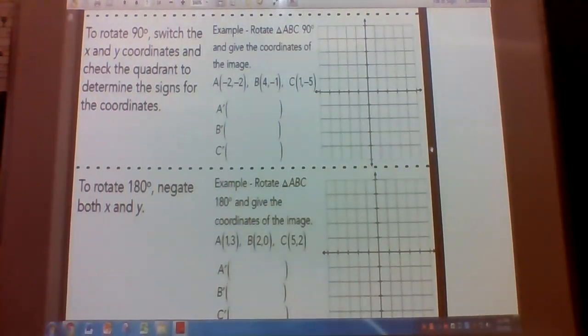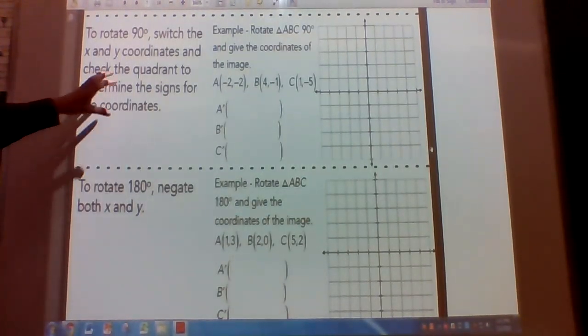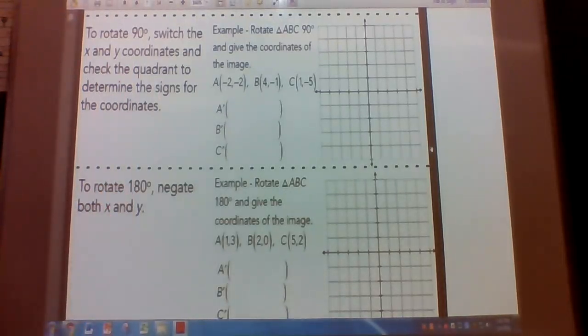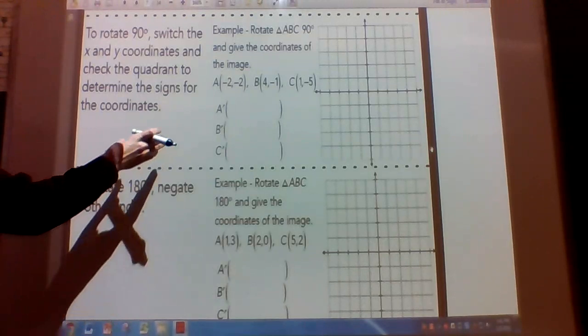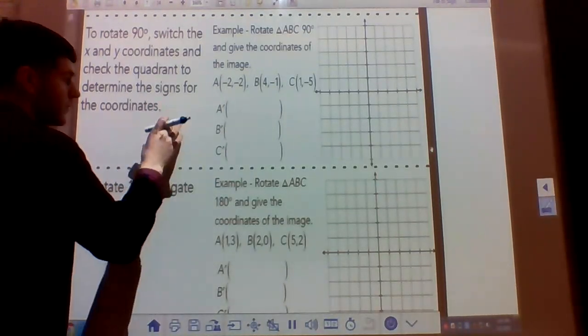These are the notes on rotations. So the two main types of rotations are 90-degree rotations and 180-degree rotations. Before we start, though, we want to clarify two things.